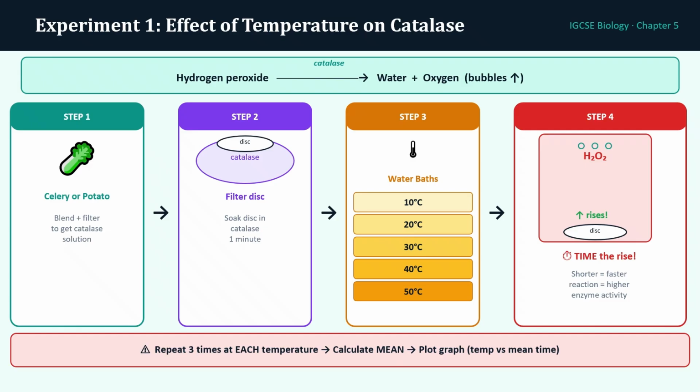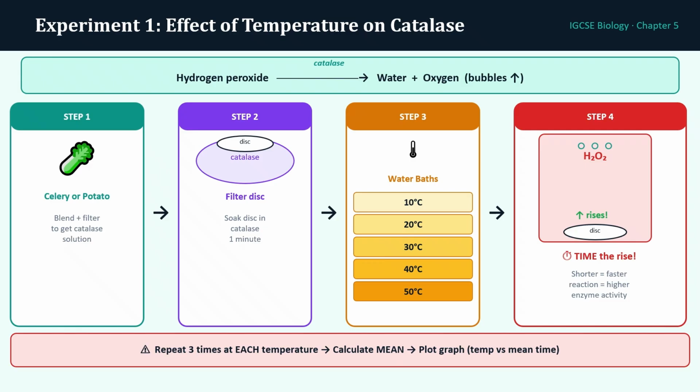Step 1 is take celery or potato, blend it with water, then filter it. Now you have a catalase solution. Step 2. Take small filter paper discs and soak them in the catalase solution for 1 minute. The disc absorbs the catalase. Step 3. Set up 5 different beakers with hydrogen peroxide solution. Place each beaker in a water bath at a different temperature, like 10, 20, 30, 40 or 50 degrees Celsius. So temperature is our independent variable, the one and only thing we are changing.